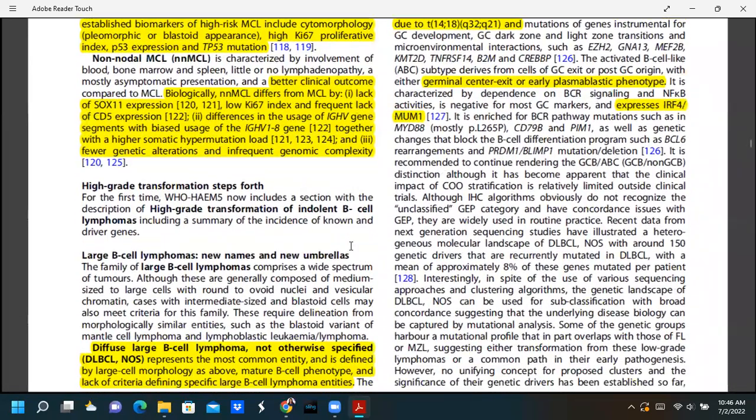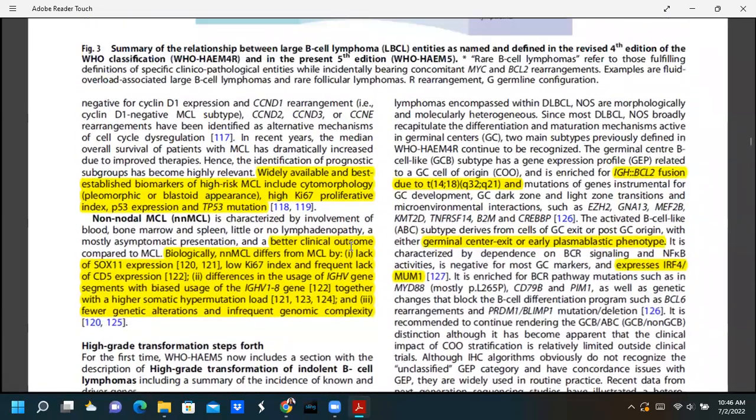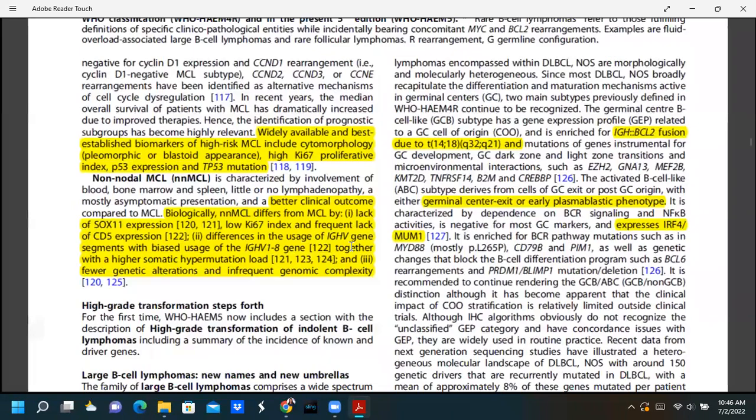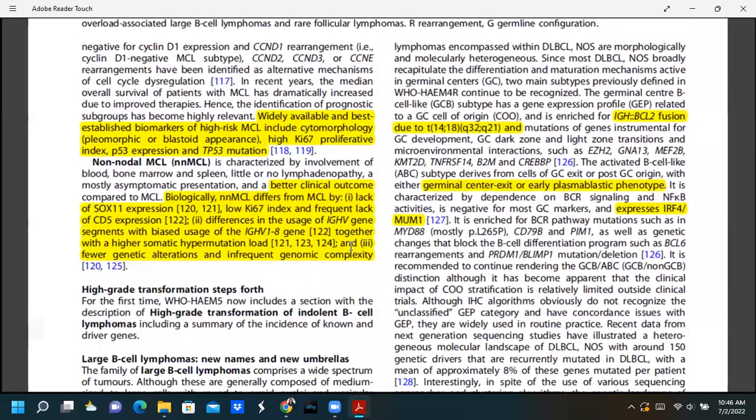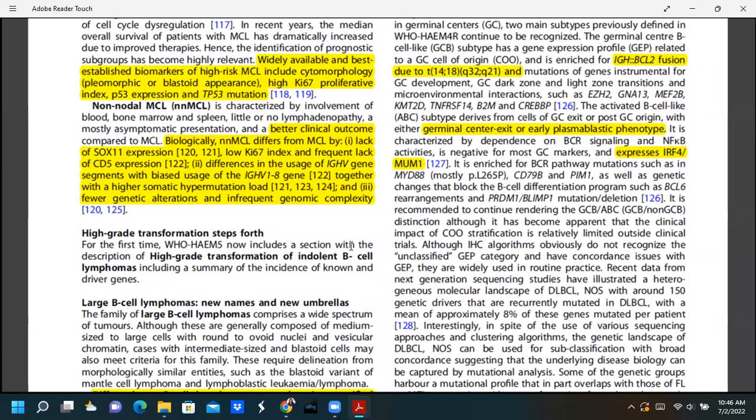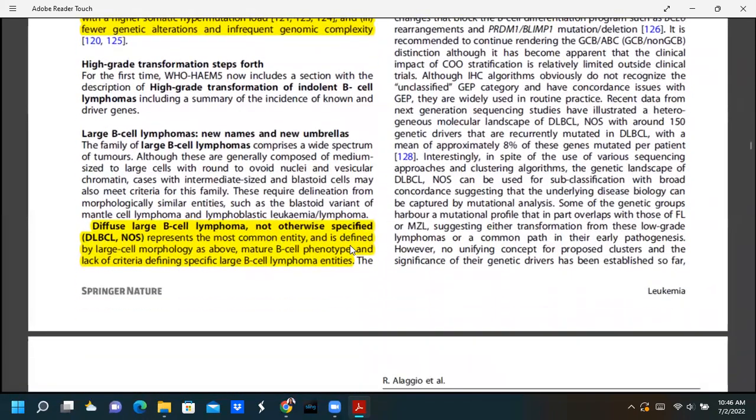So for DLBCL, we know germinal center type and activated type. For germinal center type, the cell of origin would be germinal center, and it's pretty much like follicular, they have IGH BCL2 fusion. And for the activated, it is non-germinal. So basically it has exited from the germinal center. So their cell of origin will be the germinal center exit, or after exiting, they change to plasma cells, so like an early plasmablastic phenotype. And they are positive for MUM1 and negative for germinal center markers.